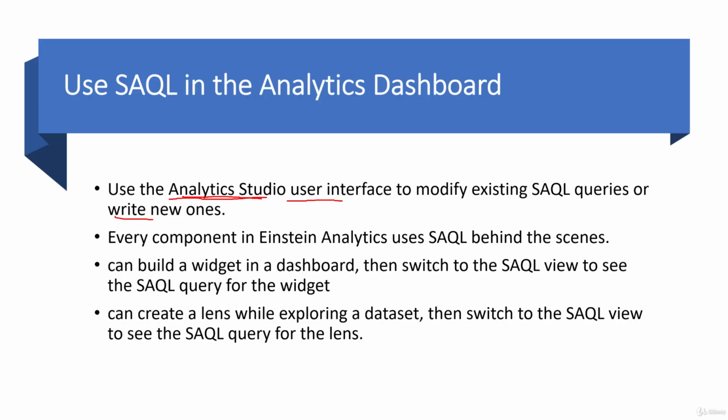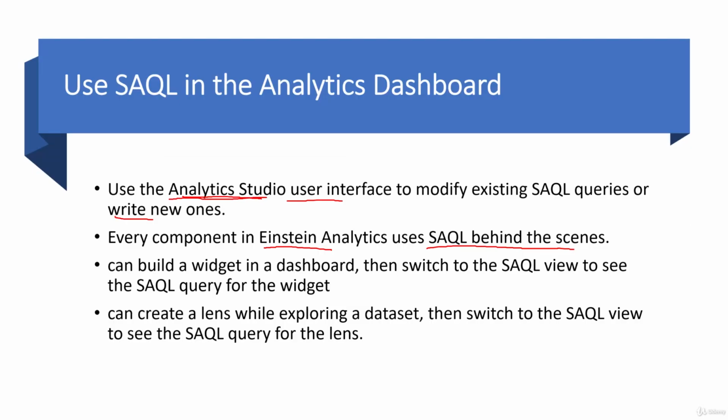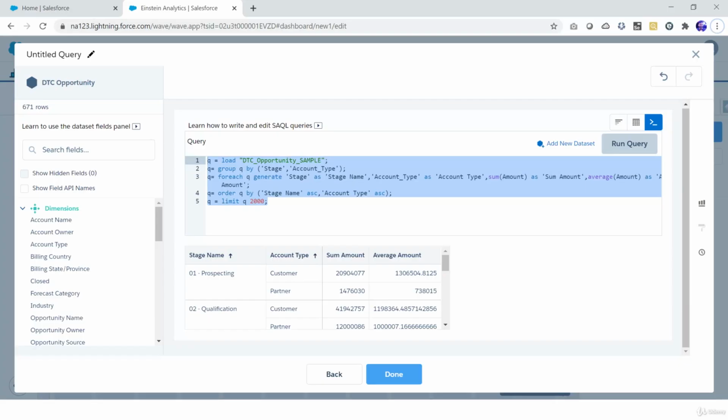And every component in Einstein Analytics uses SAQL behind the scenes. This is the dashboard, and the same goes for a lens. Everywhere behind the scenes there are SAQL statements. We can build a widget in a dashboard, then switch to the SAQL view as I'm doing here, and see what kind of SAQL query we have. Even while exploring a data set we can create a lens, and we can simply switch to SAQL view to see the SAQL query for the lens. So it may be your dashboard, it may be your lens.